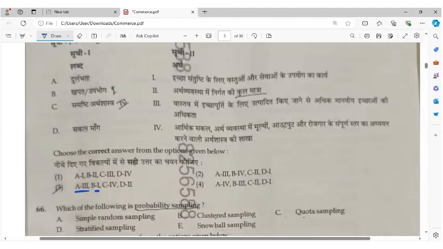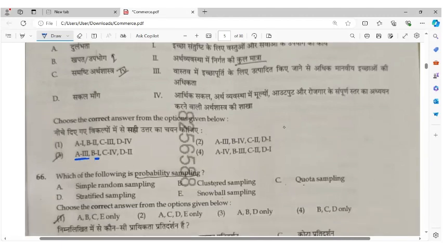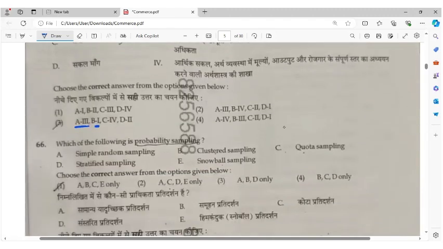You know that macro means what? It is a branch of economics that studies the economic aggregates or the overall level of price, output and employment in the economy. And what is aggregate? You can get confused in this question, that is aggregate demand and microeconomics. There is very little possibility, but if you are sure about options A and B, you can easily mark this question. So macroeconomics is related to this one, and aggregate is related to option number 2, that is D, which is the total amount of output in the economy. So option C is correct over here.